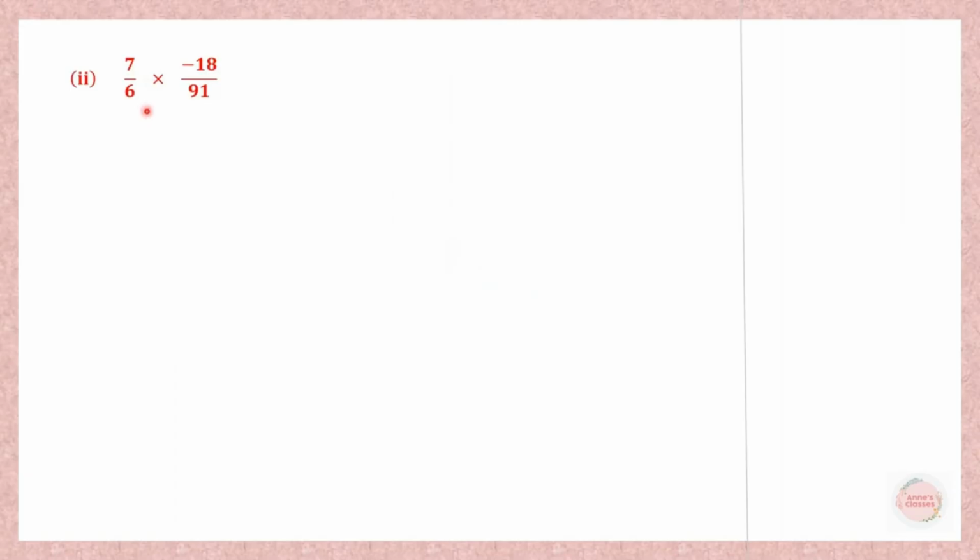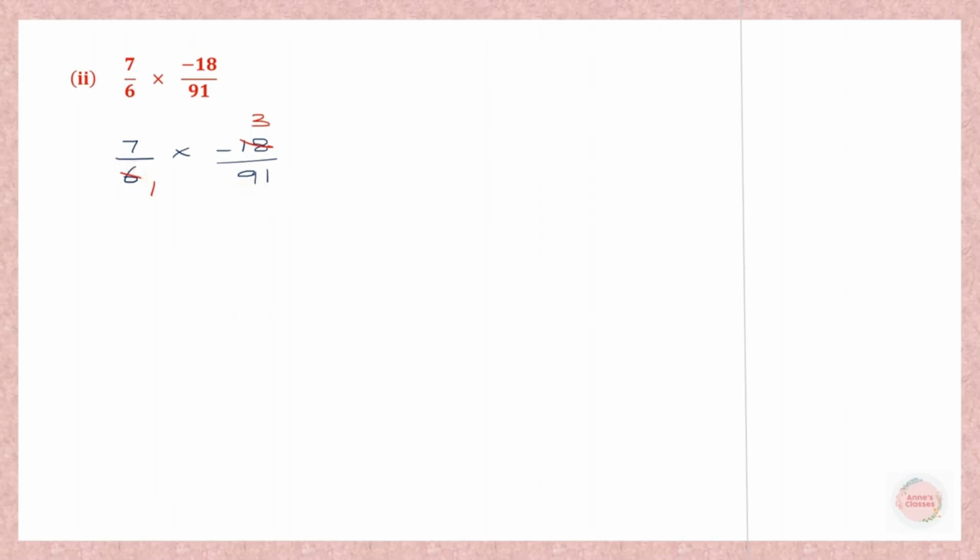Question 2. 7 by 6 into minus 18 by 91. So here let's write that question down. So we have 7 by 6 into minus 18 by 91. Now here what can we cancel? Can we cancel 6 and 18 first? Yes. 6 ones are 6 and 6 threes are 18. Can we cancel 7 and 91? Is 91 divisible by 7?